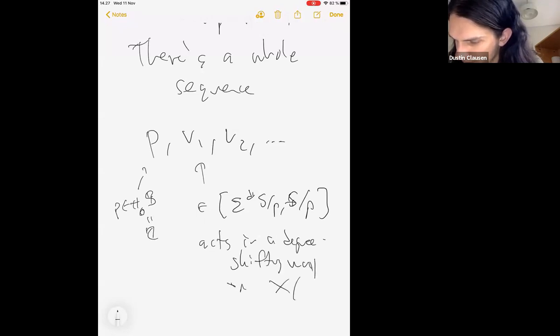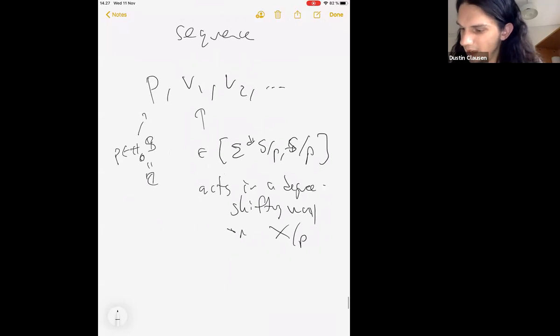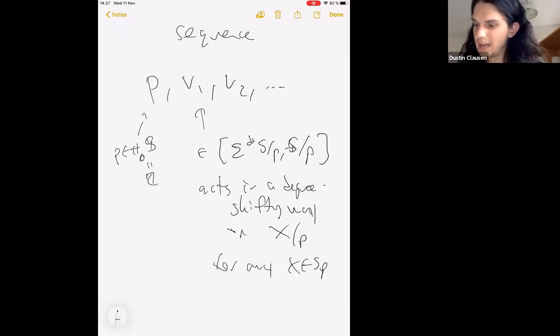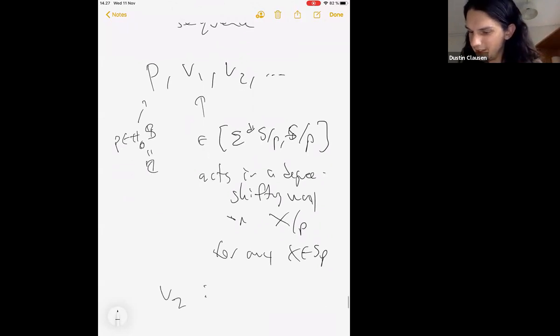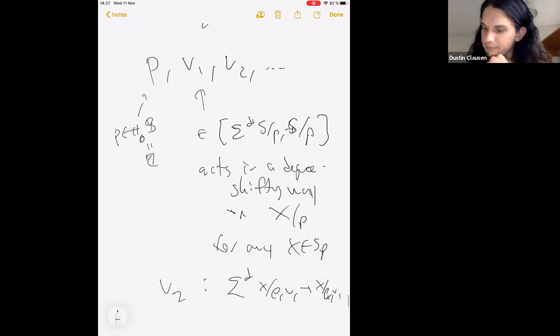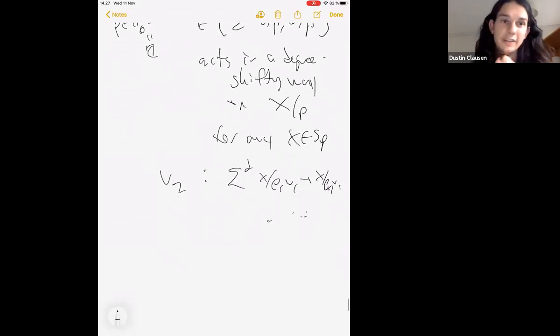On X mod P, or more generally X mod P to the N for any spectrum X. It's a natural operation: when you take X mod P to the N, there's an extra operation now, V1, which you can complete at. And then for V2, again, it'll be a natural degree shifting operation for some other D on X mod P mod V1. So you can mod out by V1 as well. And then when you mod out by V2, you get a V3 and so on.